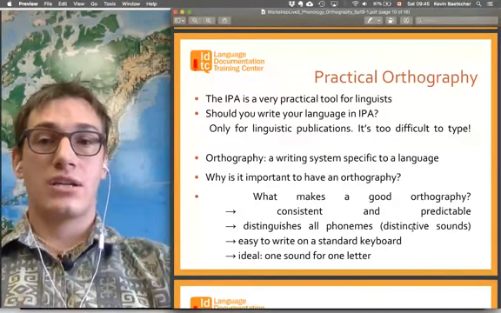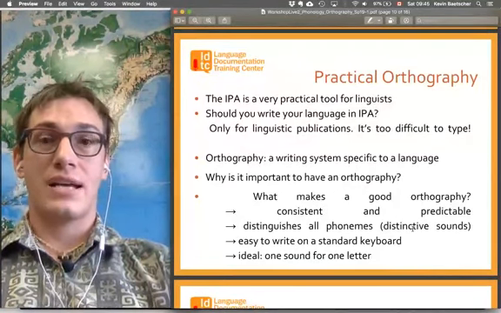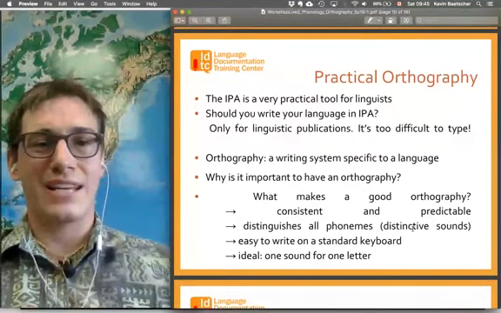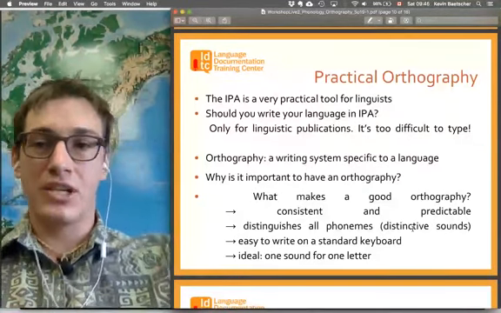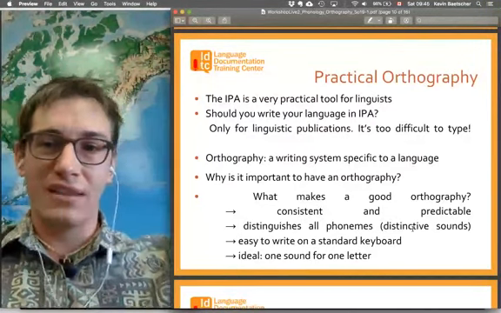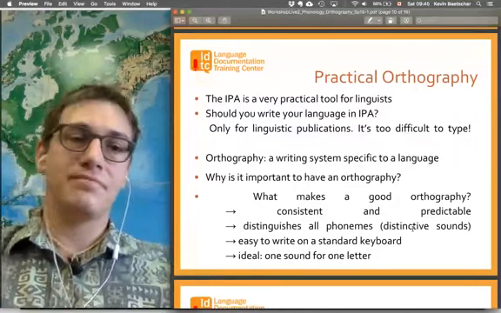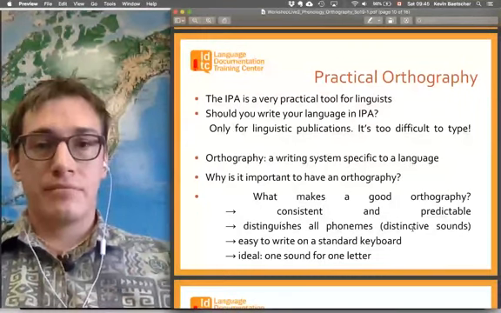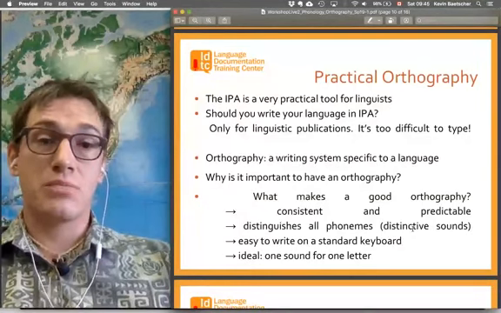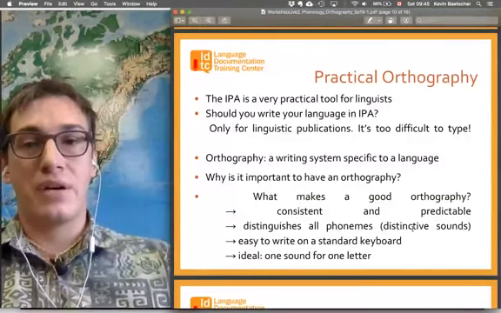Honestly, English is a really bad orthography because it has such a bad correspondence between letters and sounds, right? Like I said before, there are so many letter combinations that represent one sound, and then there are different letters that represent the same sound, so that's very confusing, right? Some languages are more consistent, right? For example, Spanish is pretty straightforward.